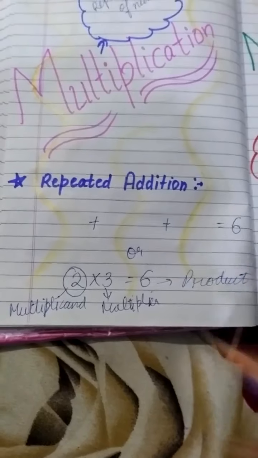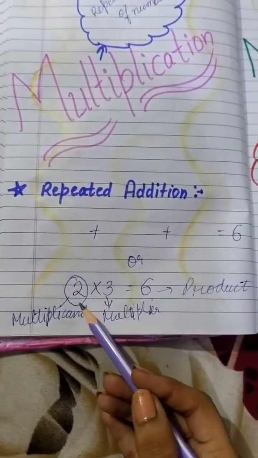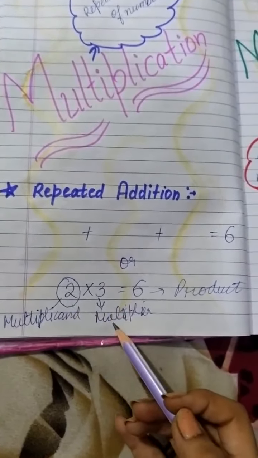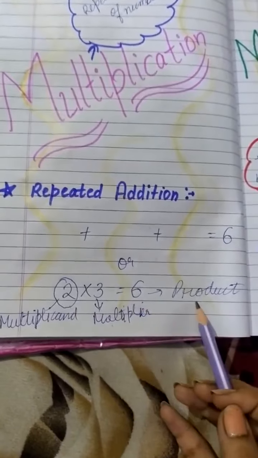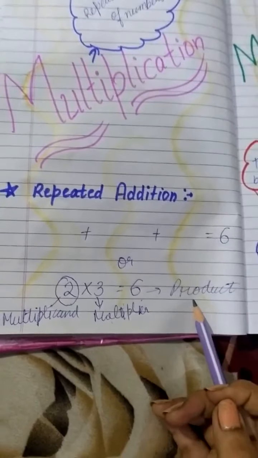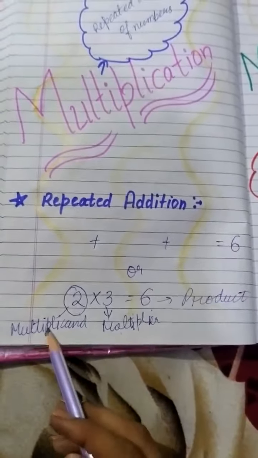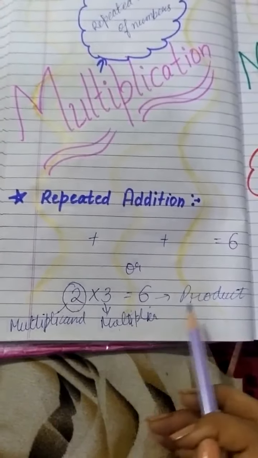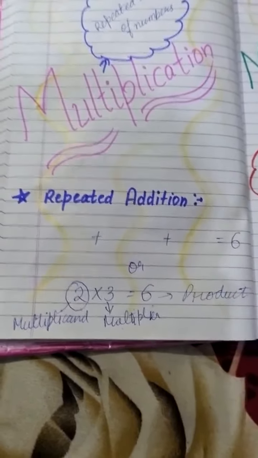So repeated addition means how many times a number can repeat. Here 2 repeats 3 times. So 2 multiply 3 equals 6. So this is called multiplicand. This number is called multiplier. This is called product. So in multiplication we have 3 terms: multiplicand, multiplier and product.